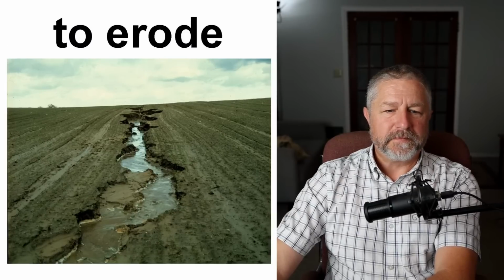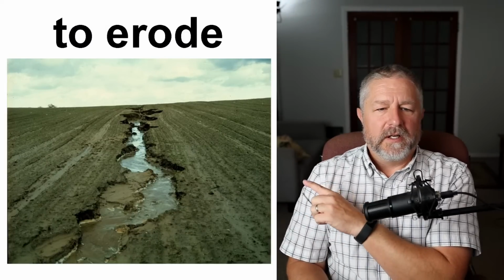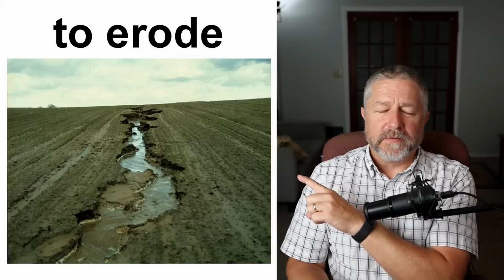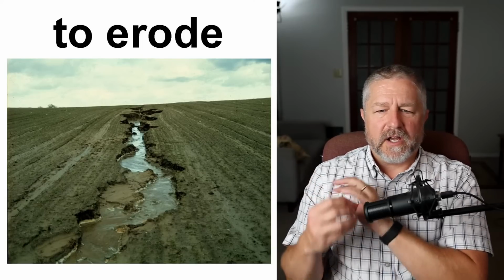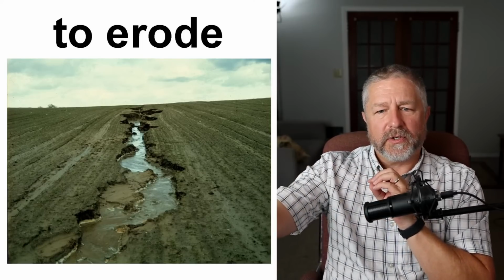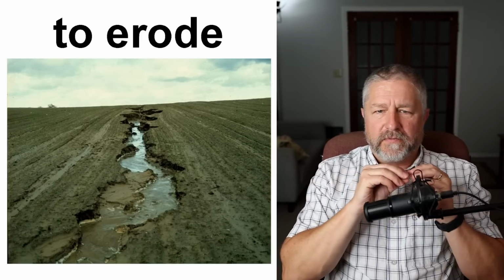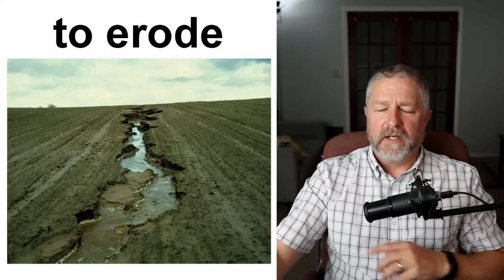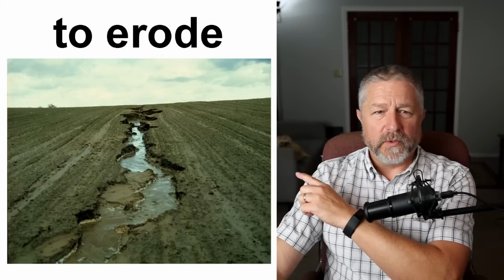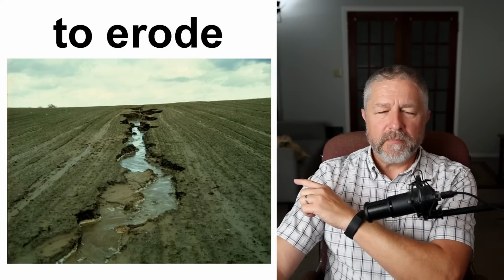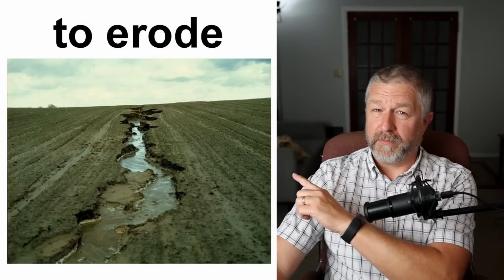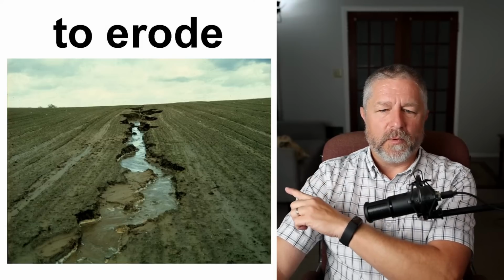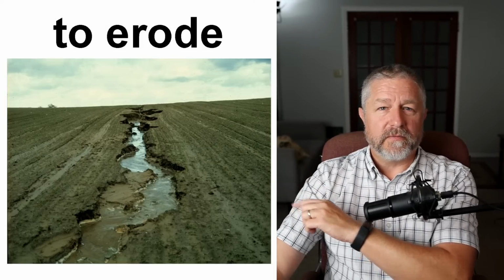To erode. So you'll notice here that there's a lot of water in a field, and it has kind of carried away the dirt with it. As water flows through soil and dirt, it takes the dirt with it, and eventually it will erode the soil. The best thing to do to stop erosion, by the way, is to grow plants. Plants will stop erosion. But whenever you see this, we would use the verb erode.